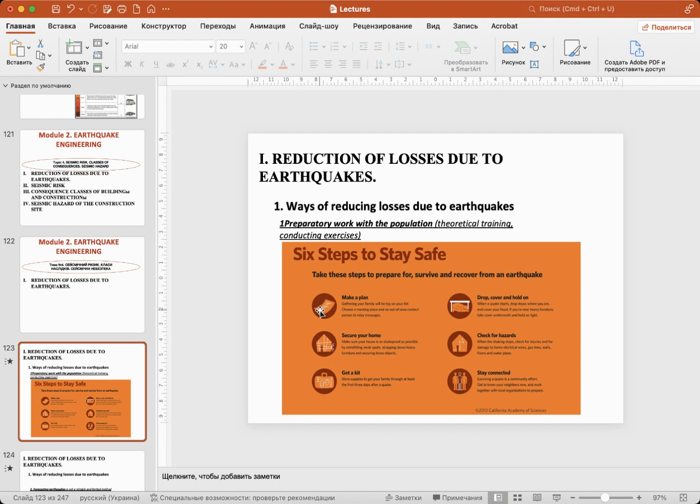So first of all, make a plan. To make that plan, you have to get certain information about your building. Next, secure your home. If it is a one-story or even two-story individual building, it is not difficult to make a certain preparation to secure your home.